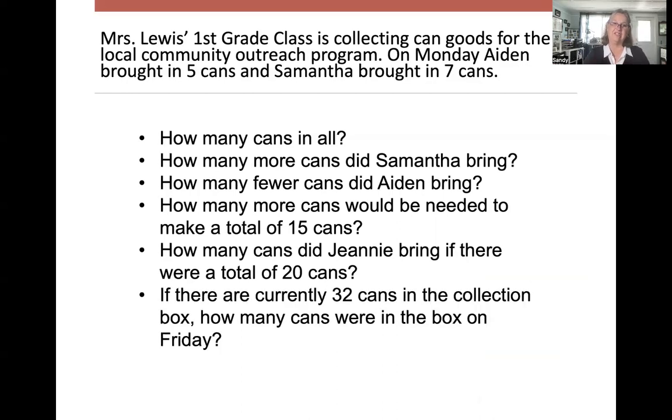And then think about this one. If there are currently 32 cans in the collection box, how many cans were in the box on Friday? See, it's Monday today. We know we've gotten 12 cans today. How many cans would have been on Friday? So I hope you see that the questions, again, can help make it more challenging for your child.